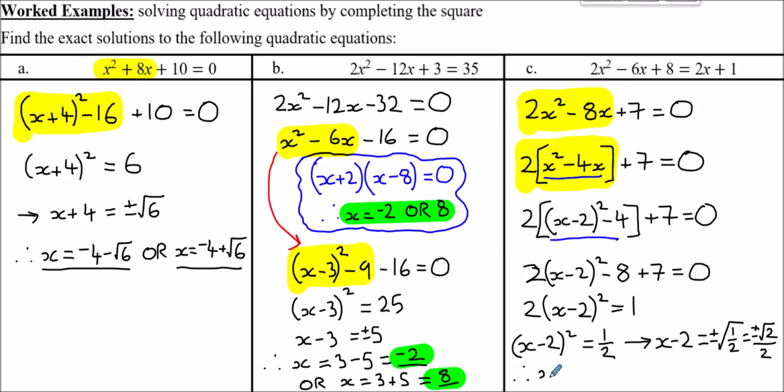So therefore, x is going to be, well, if we add 2 to both sides, we have 2 plus or minus √2 over 2, but we can get it all over this common denominator of 2. So 2 is the same as 4 over 2. So we can put this 2 as 4 over the common denominator of 2. So either x is going to be (4 - √2) all over 2, or x is going to be (4 + √2) all over 2.